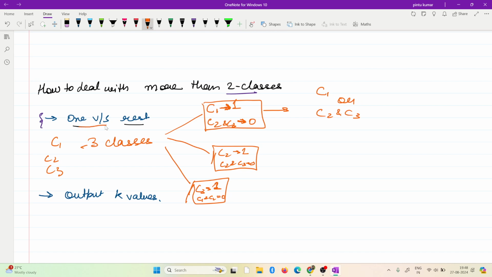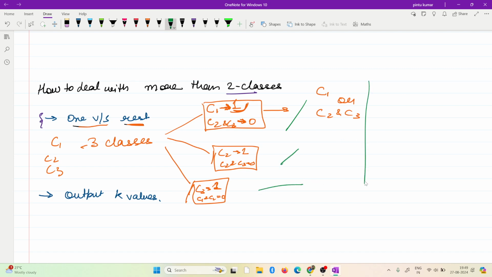So this trick is called one versus rest because you assign one label to one of the classes and the rest of them you assign to the other class. Okay, and you train all these three. You train three separate models on these three separate data sets. So you will have three separate logistic regressions for all these three different data sets.